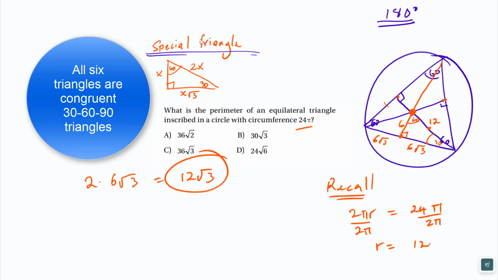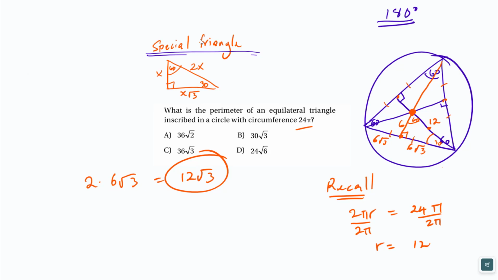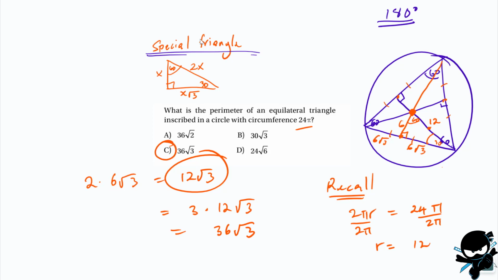So I know that this and that are going to be the same. All I simply need to do, since there are 3 sides within the triangle, is multiply this by 3. So this is going to be 3 times 12 square root of 3, and that's simply going to be 36 square root of 3. So my answer is C.